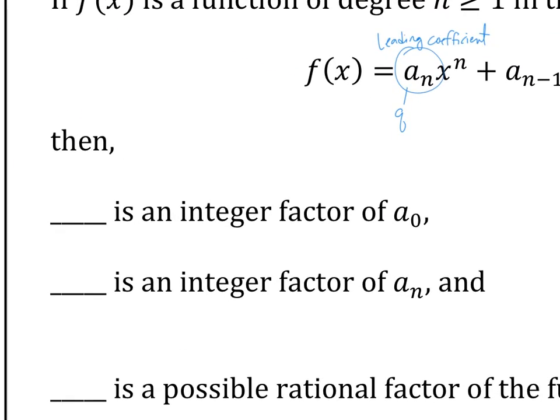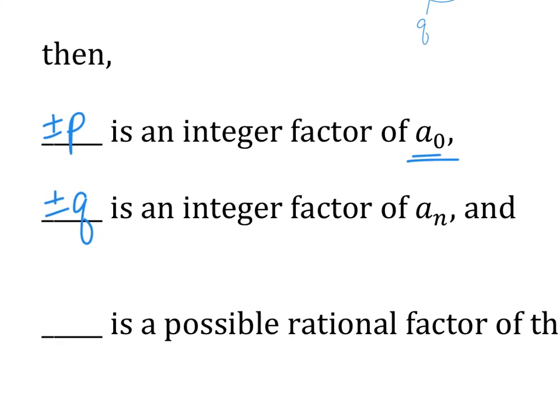Okay, so we found p and q. What we're going to do is find the factors of them. So p is a0, plus minus p, basically all the integer factors of a0. And then for the leading coefficient, we're looking for q, but also the plus minus factors of q. The possible roots are plus minus p over q. It is very confusing right now, so I am going to show you an example.